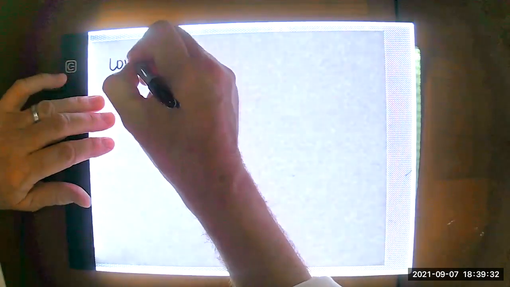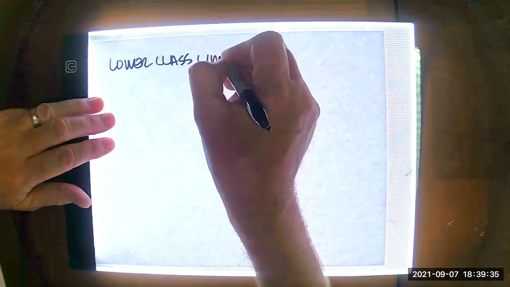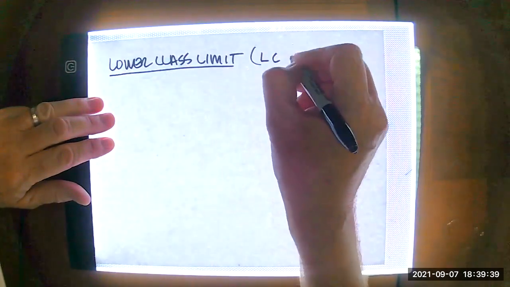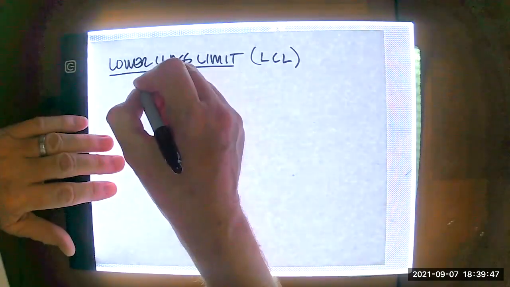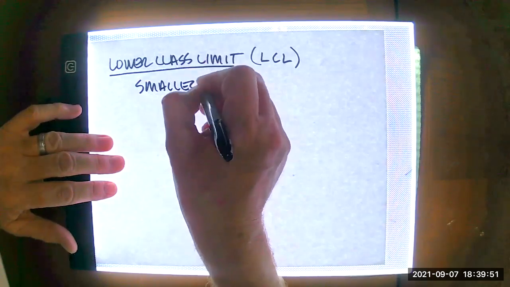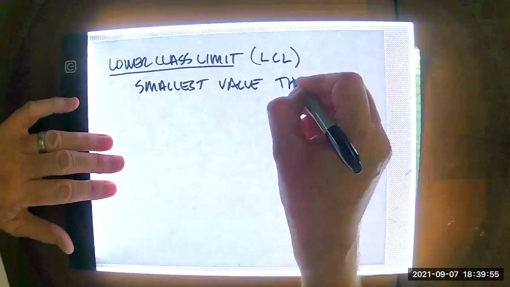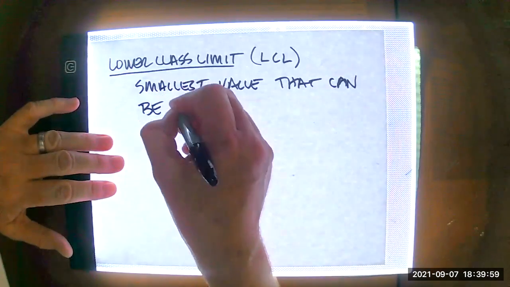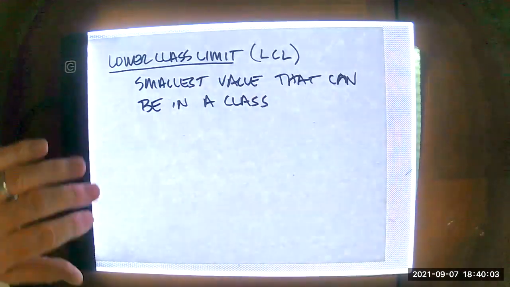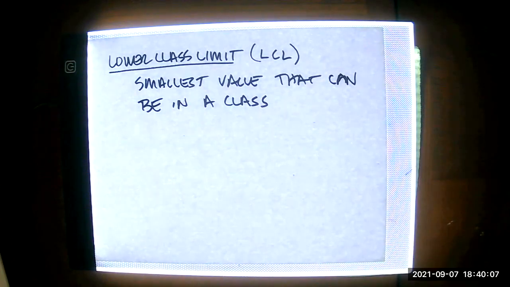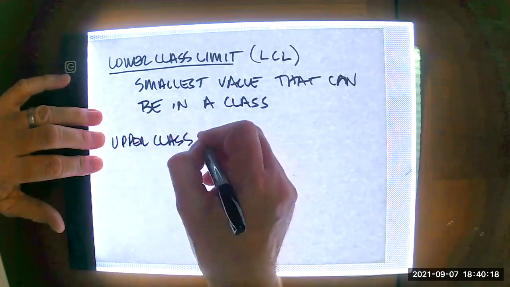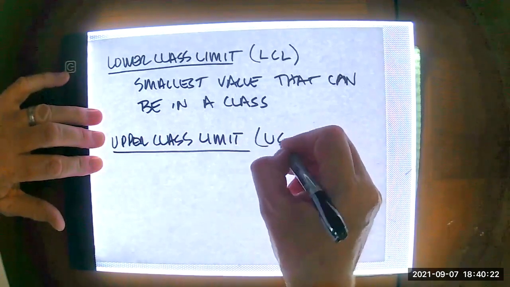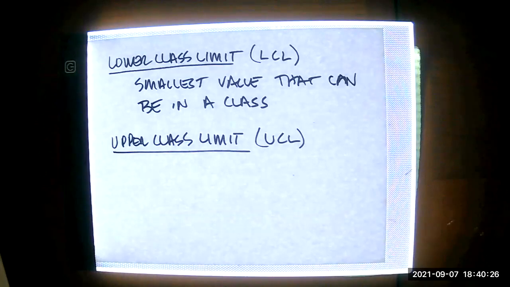I'll begin with what we call the lower class limit. I like to abbreviate it LCL, lower class limit, and it is the smallest value that can be in a class. There's no guarantee that your data actually contains a value that matches the lower class limit, but that is the smallest value that can be in any given class. Upper class limit, you see it. That's the largest value.